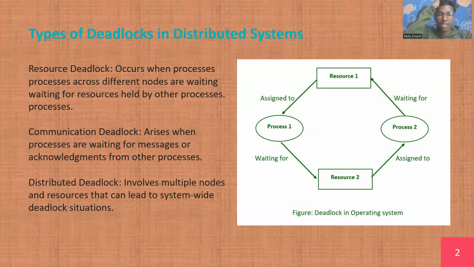Communication deadlock arises when processes are waiting for a message or acknowledgement from the other process. The first one is waiting for resources; the second one is waiting for an acknowledgement, or we can call it a message. And distributed deadlock involves multiple nodes and resources that can lead to a system-wide deadlock situation.